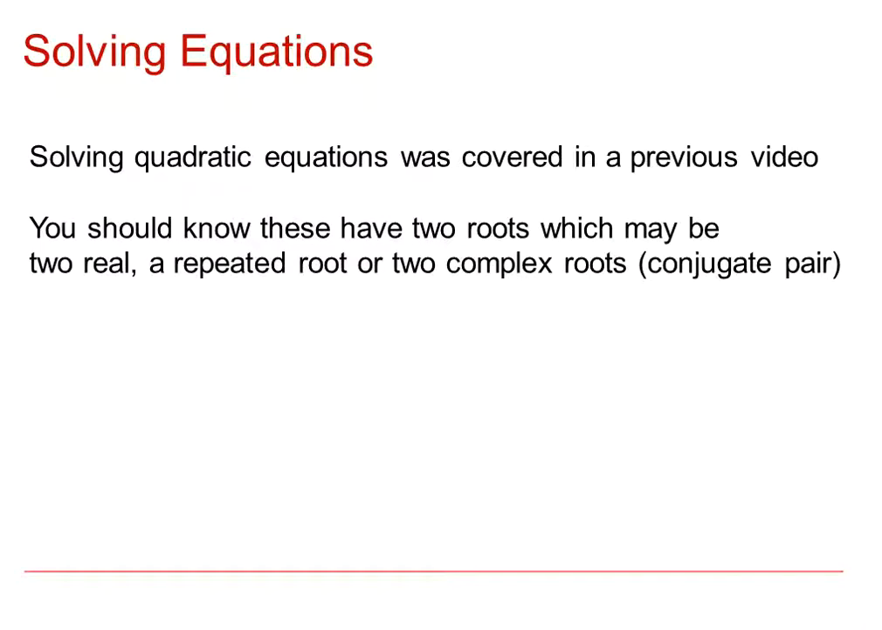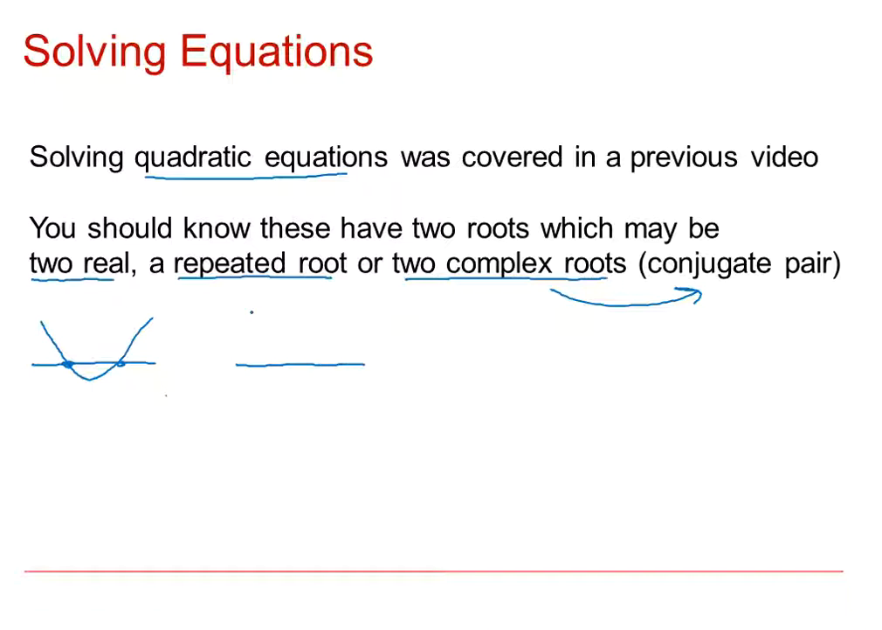Previously, you've solved many quadratic equations. And we know that these quadratic equations will have either two real roots, a repeated real root, or two complex roots, which make a conjugate pair. So visually, if we're talking about a graph, two real roots would be found on a graph looking like that. Repeated roots would be found on a graph looking like that, and complex roots would be found perhaps on a quadratic looking like that.